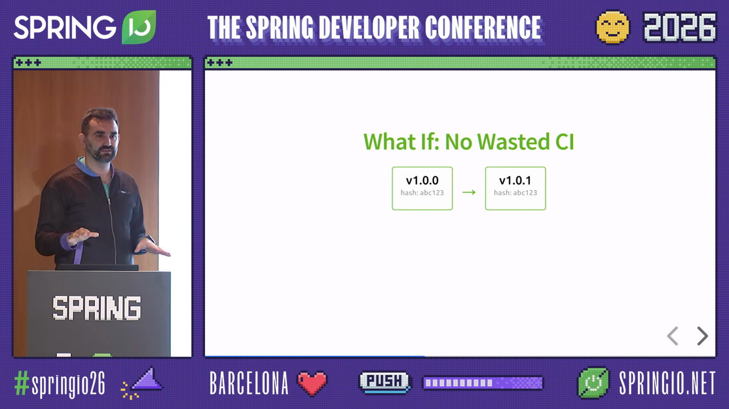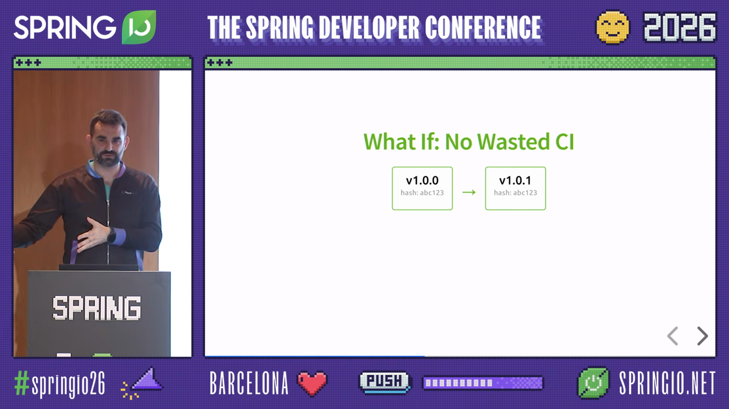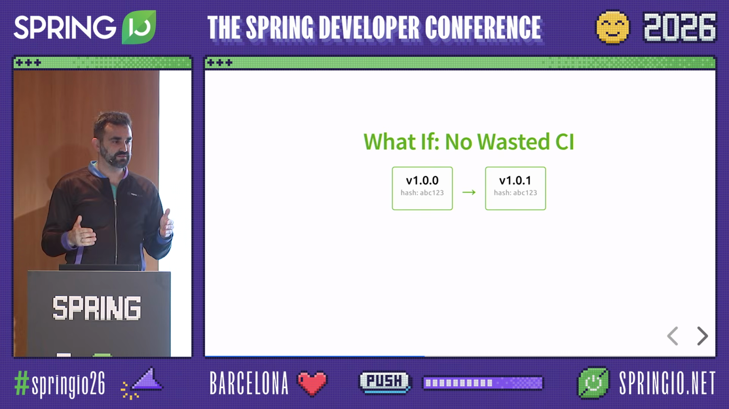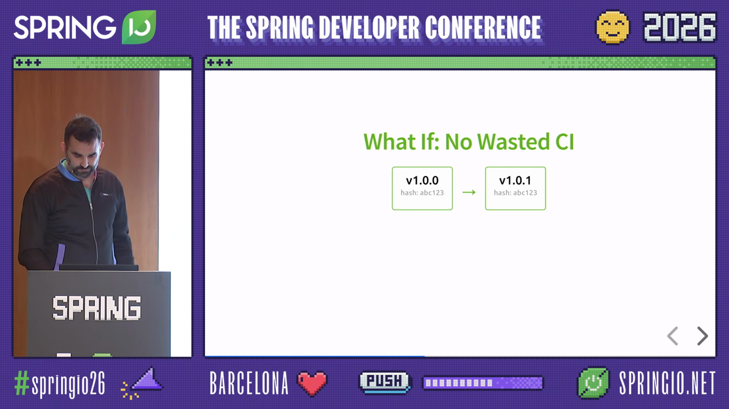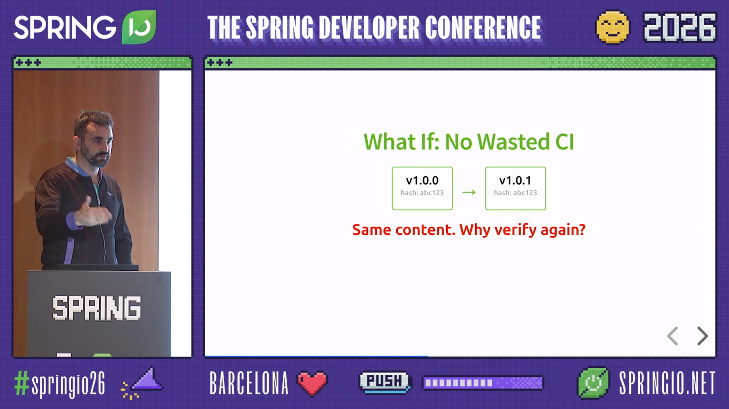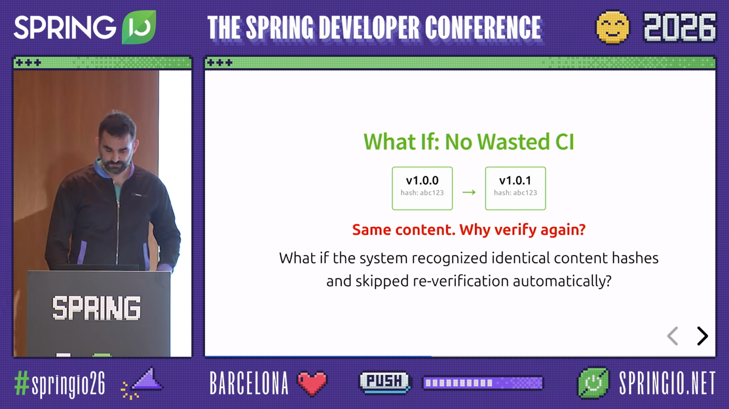Because contract tests are about semantics. They're not about the features, right? It means, like, can we talk? Will we be able to talk in production? That's what contract tests are about. So if we have the same content, why verify again? So we could skip it.